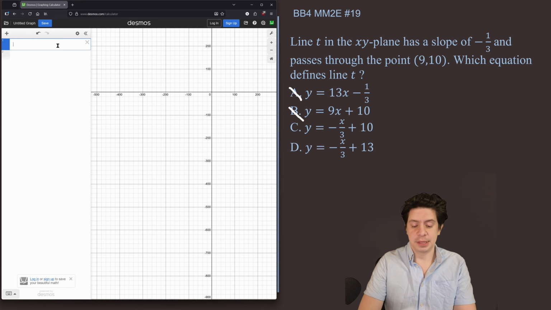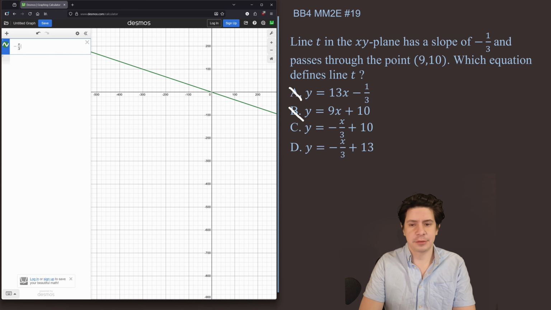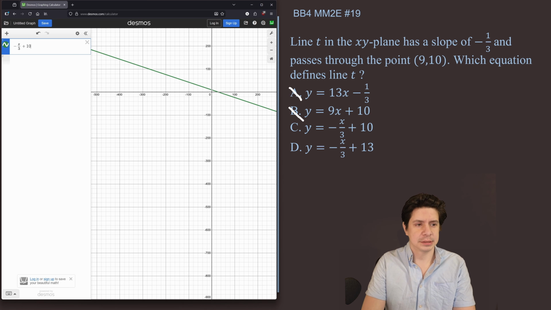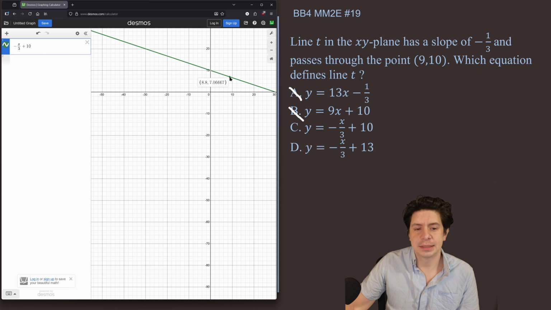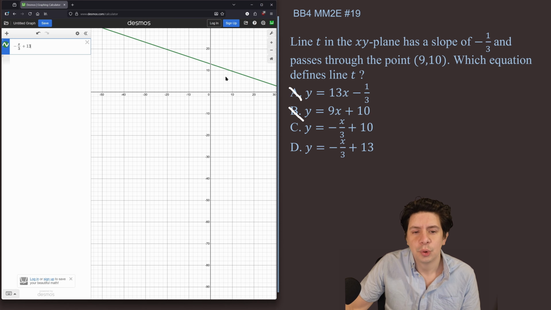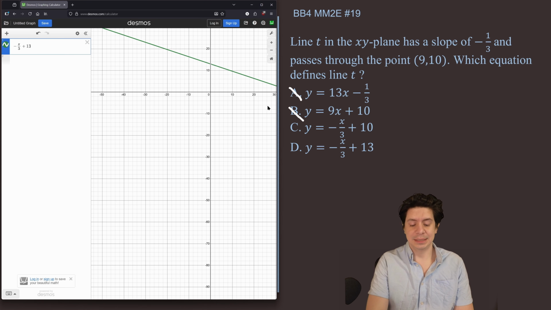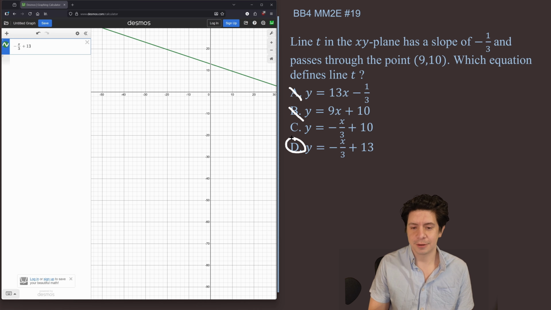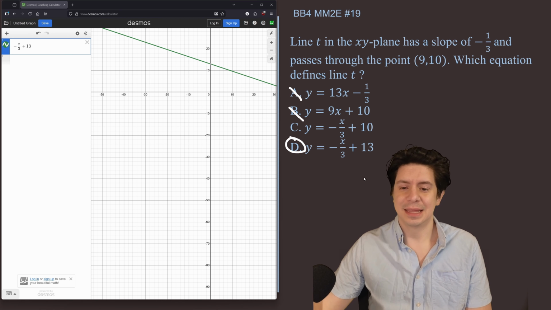All right, so I'll start with negative x divided by 3 plus 10. So when x is 9, it's not going to be 10, it's going to be less than 10. So what about if we did plus 13? When x is 9, yep, that's it. So it's going to be D. You could also solve it algebraically. Both will work here. All right, down to the last 3 now.